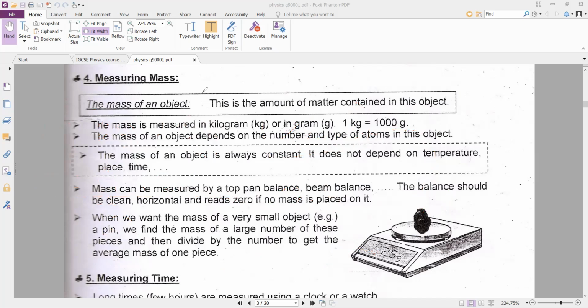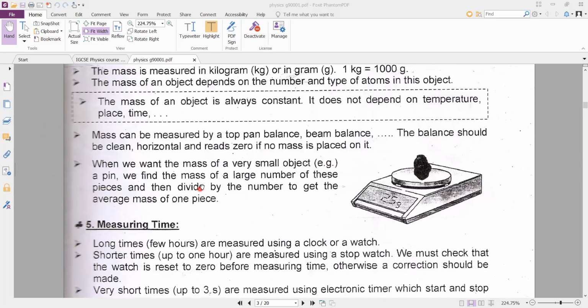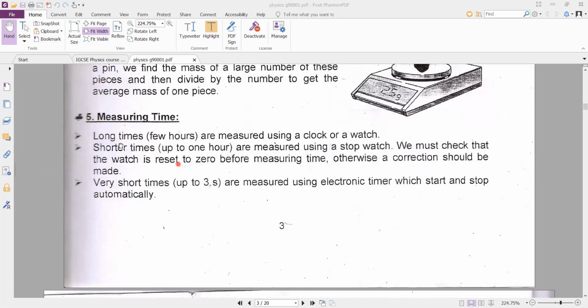Then, 4. Now measuring time. Yes. How to measure times? Yes. Read. Long times, few hours are measured by using a clock or a watch. Yes. Then Umran, read.